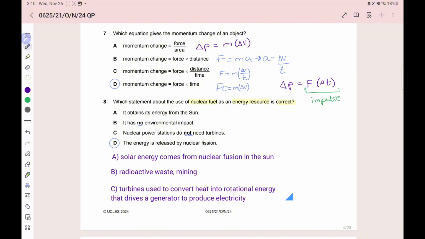The energy is released by nuclear fission, though. That is true. So by process of elimination, you know D is the answer. But if you do also know what nuclear fission is, then you'd be able to get this answer right away. So nuclear fission is the process of splitting a heavy atomic nucleus into 2 or more smaller nuclei. So fission versus fusion. Fusion is you're actually bringing 2 or more together, and then you're fusing it together.